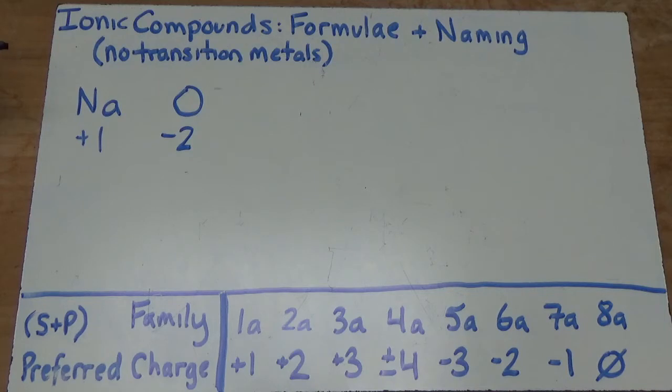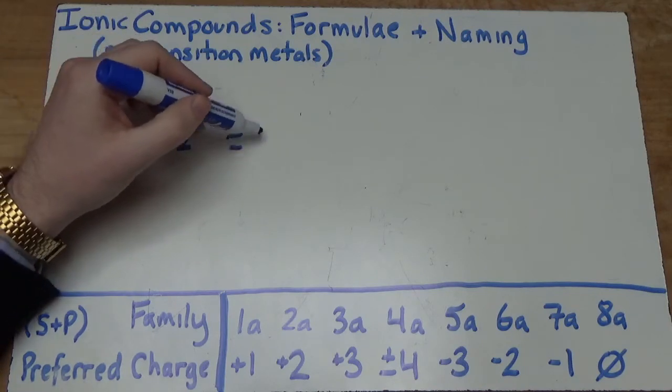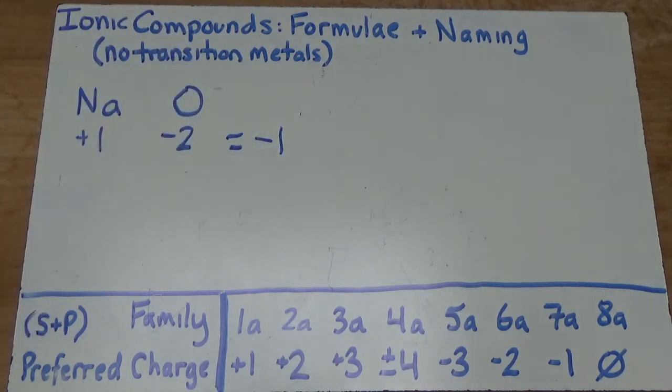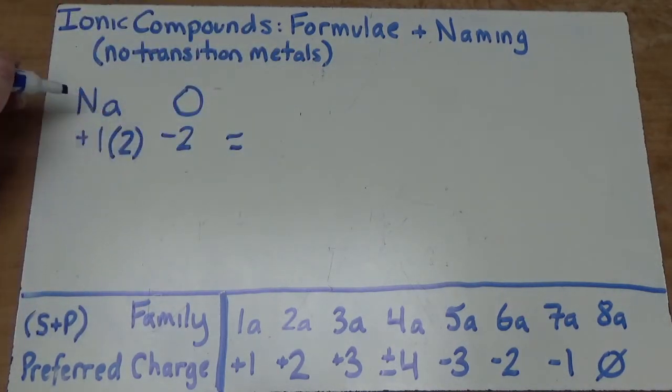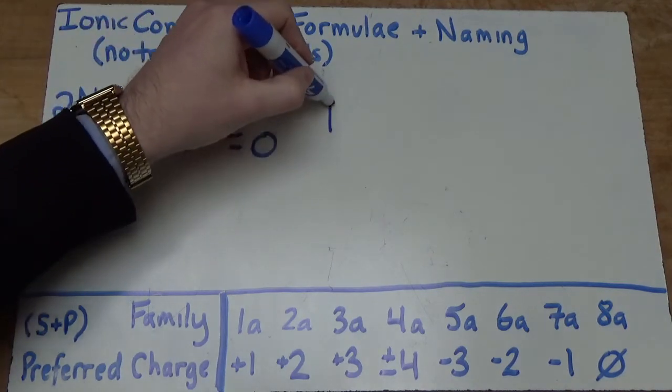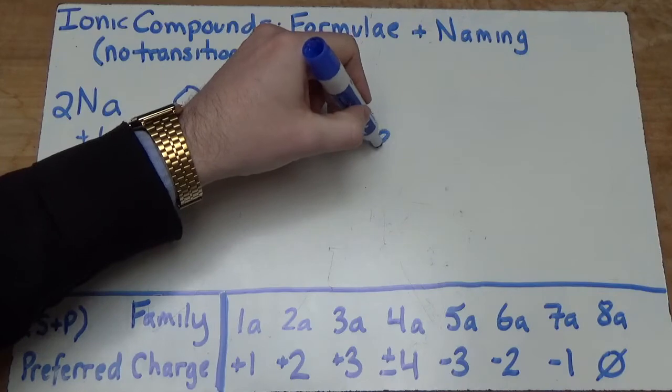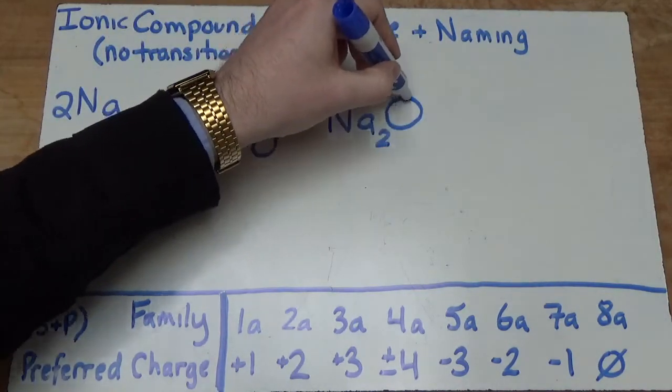Now, in an ionic compound, these charges must add up to 0, and currently they do not. They add up to -1. So I have to figure out what I can do to get these charges to add to 0. What I can do is give myself 2 sodium atoms. This is going to lead me to have 2 +1 charges, and my charges are going to equal 0. Now I know that my formula is going to be sodium, there are 2 of them, and an oxygen.